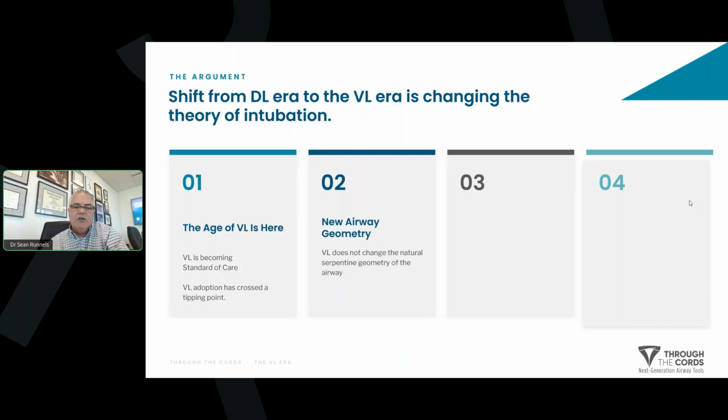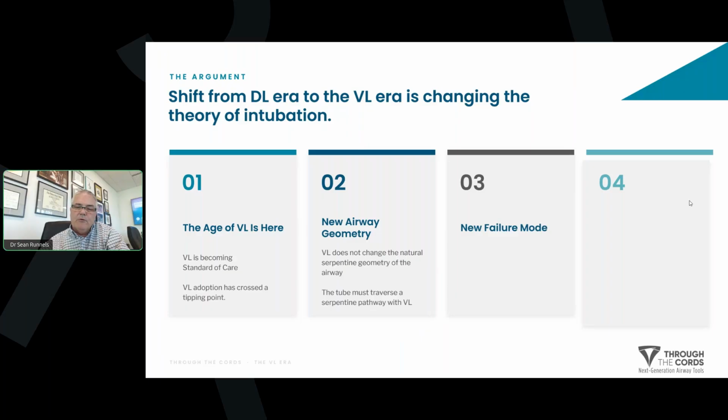VL does not change the natural serpentine geometry of the airway. We're going to talk about that and dig into that. The tube must now traverse a serpentine pathway when a hyperangulated video laryngoscope blade is used, as well as a standard geometry video laryngoscope blade, and we'll dig into that as well.